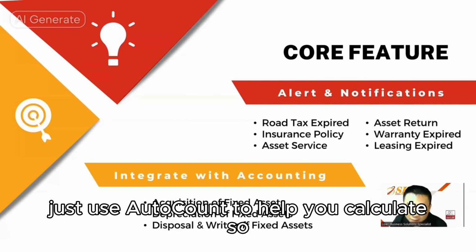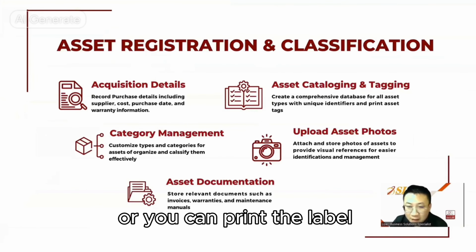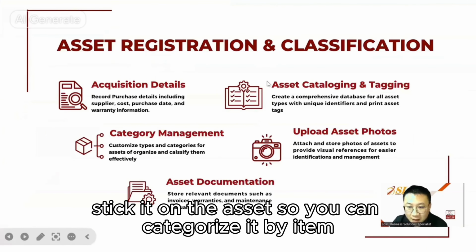It can take the purchase information from the purchase invoice and update it into the asset maintenance. Before asset maintenance, you can categorize it, or you can print the label, and stick it on the asset. So you can categorize it by item, the asset type, and the asset category. And you can also upload your photos into the asset. You can also attach those invoices in the asset maintenance. This is the first major function.